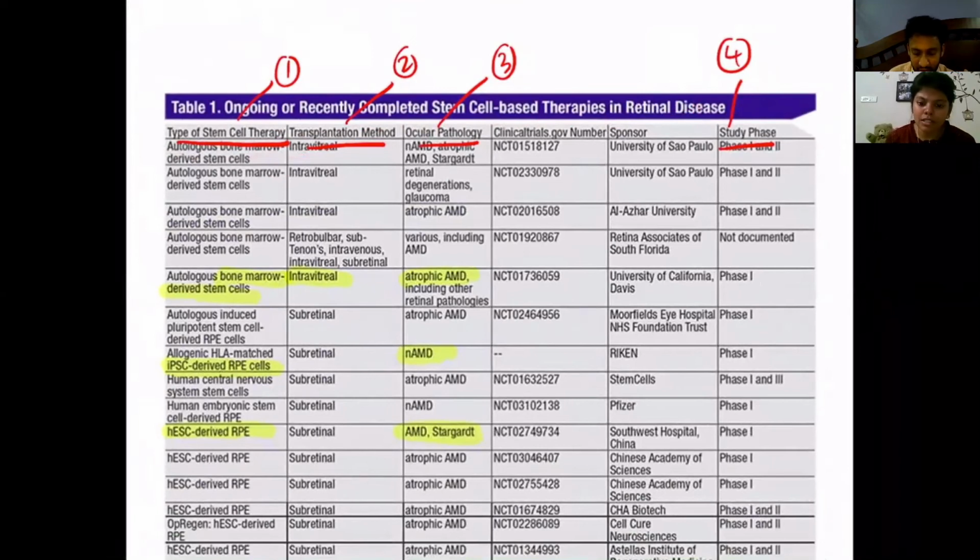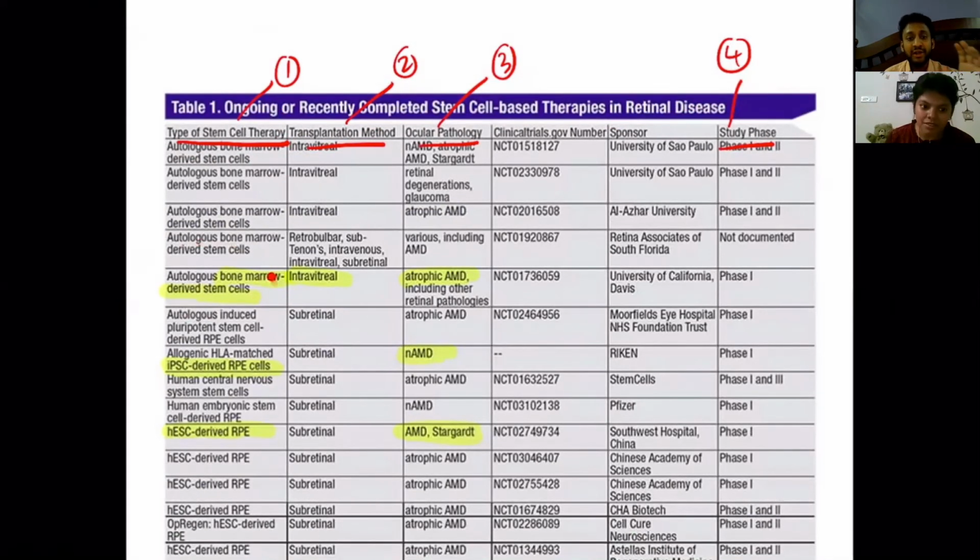So they're mentioning 4 important parameters. One is, what is the type of stem cell? What type of stem cell are we using? Is it a bone marrow derived stem cell, which is the adult stem cell, or is it an iPSC or induced pluripotent stem cell, or is it going to be a human embryonic stem cell? So all 3 stem cells are being used. What is the mode of transplantation, mode of injection? Is it intravitreal? Is it subretinal? You can see one area where they have retrobulbar, subtenons also being used.